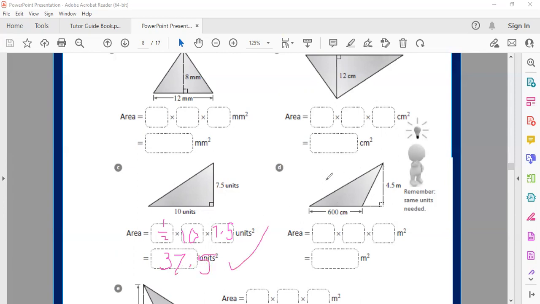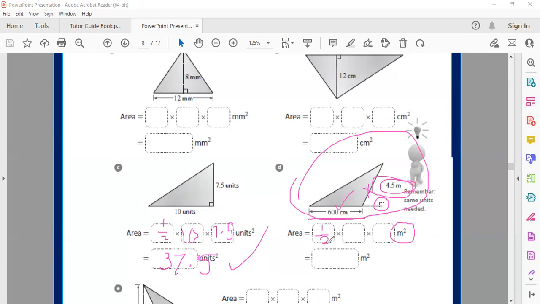And then look here at this triangle. As I told you, you must find the right angle to find your height. You must look at that number only, not this one. So you have 600 centimeters, and this is meters, but you want the answer in meters squared. So you change your 600 centimeters. How many meters is 600 centimeters?